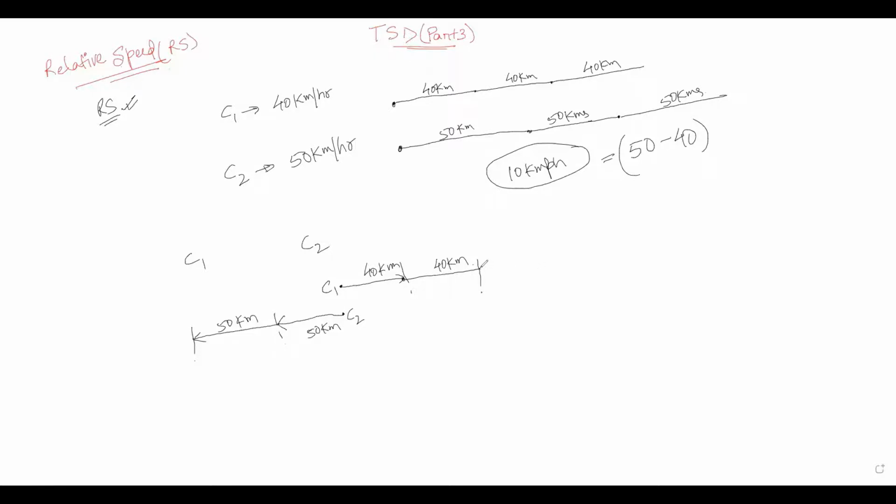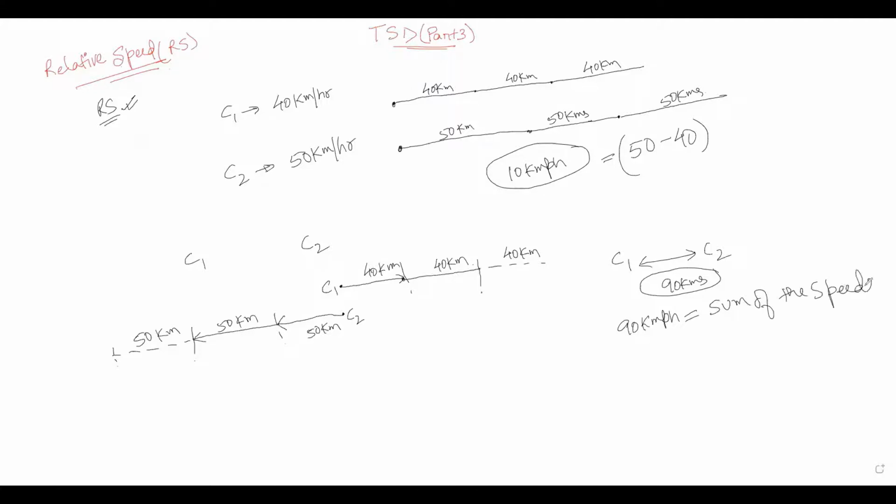In a similar way, if I check for the third hour, the car C1 would be covering a distance of 40 kilometers and the car C2 would be covering a distance of 50 kilometers. So after 3 hours, the distance between these two cars would be simply 270 kilometers. So we can say that every hour the cars C1 and C2 are getting apart by 90 kilometers. So that means every hour they would be away from each other by 90 kilometers. So we can say that the relative speed between these two cars would be simply 90 km per hour, which is simply the sum of the speeds of these two cars.